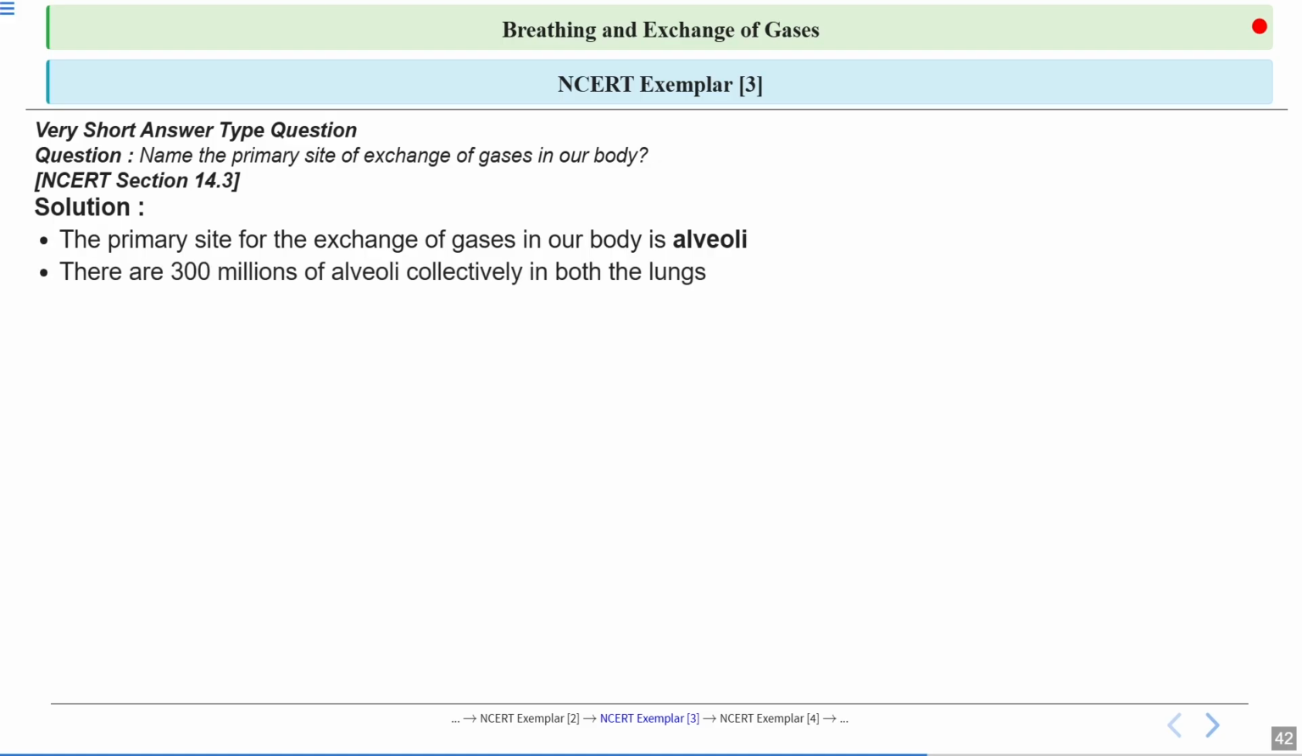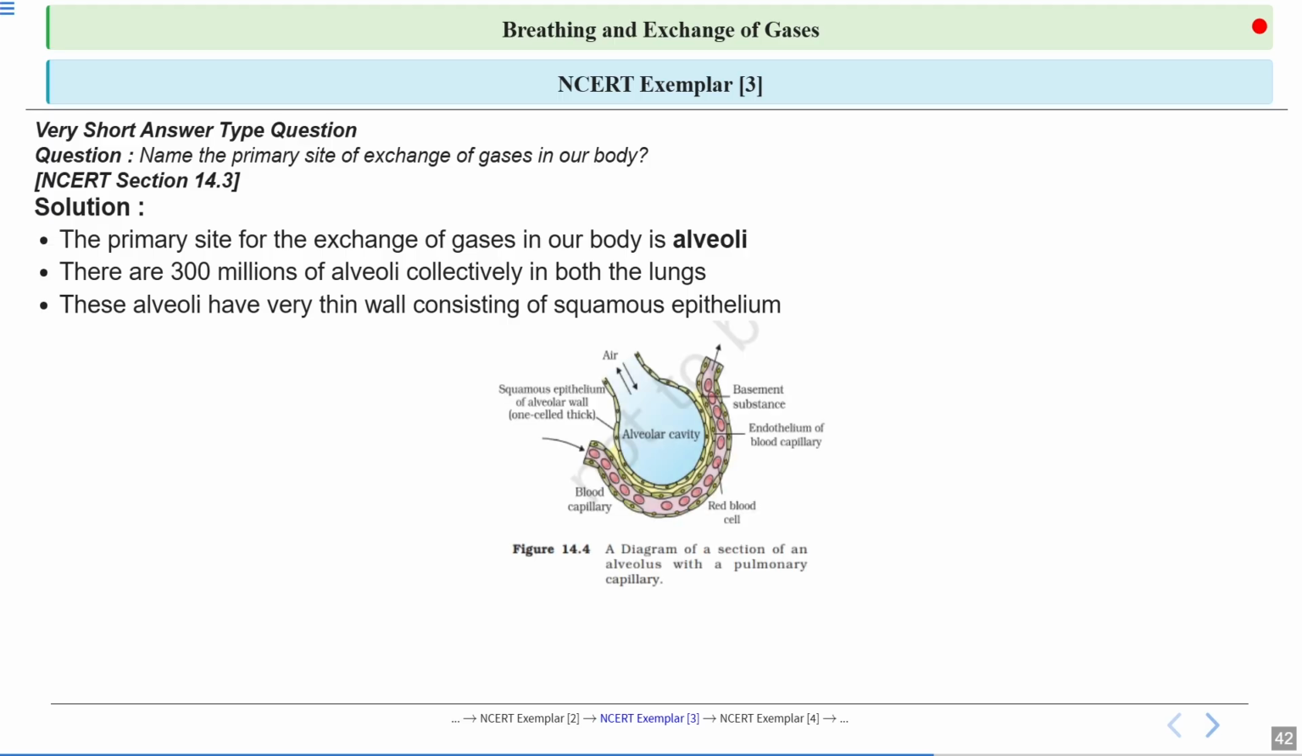So there are 300 million alveoli collectively in both the lungs. You can imagine what a large number of alveoli are there. And these alveoli have a very thin wall consisting of the squamous epithelium. Yes, the very thin layer, the squamous epithelium is there. Right? You can see this. This is one of the alveoli having the alveolar cavity inside it, and the air enters and fills it.